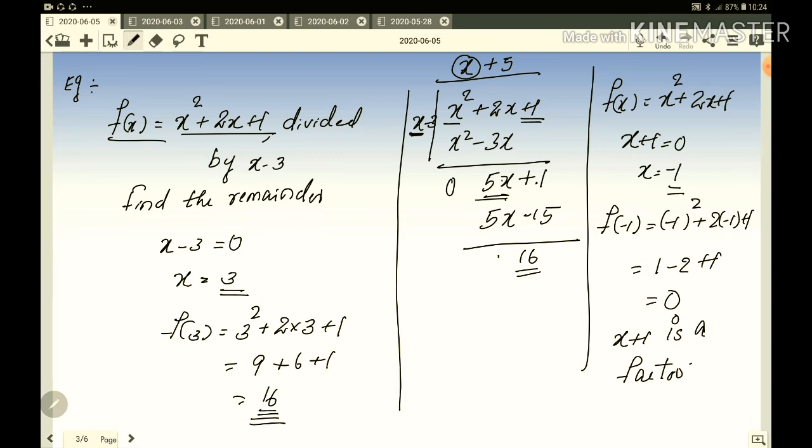Clear? So this one is the factor theorem, and this one is the remainder theorem. Remainder theorem means find the x value, substitute, you will get a remainder. Factor theorem is find the x value from the linear factor, substitute, you will get a 0. That is the factor theorem. It's clear. Now we are going to do some examples.